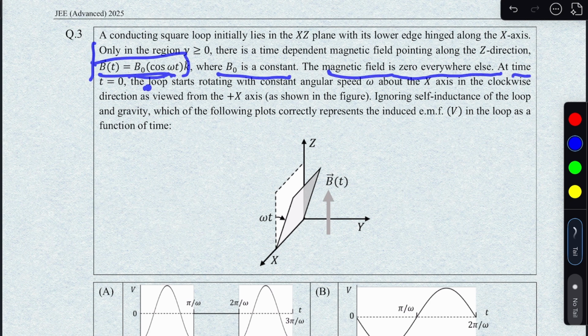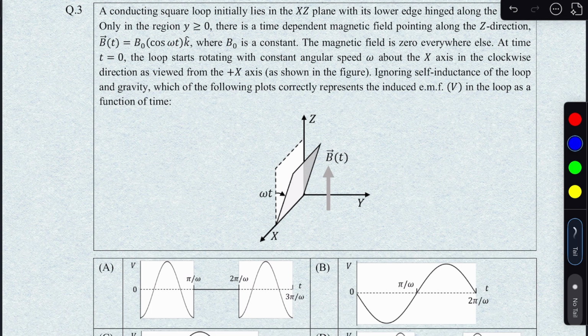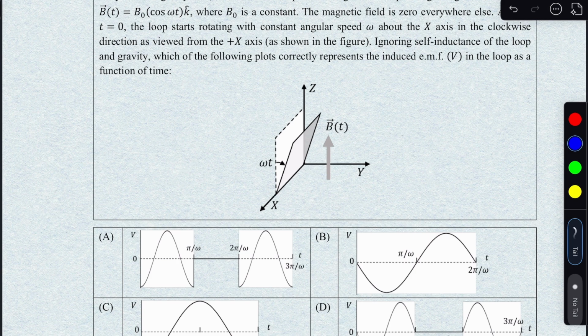At time t equals 0, the loop starts rotating with constant angular velocity omega about the x-axis in the clockwise direction viewed from the positive x-axis, as in the figure. Ignoring self-induction in the loop and gravity, which of the following plots correctly represents the induced EMF in the loop as a function of time? So we need to calculate the induced EMF in that loop.